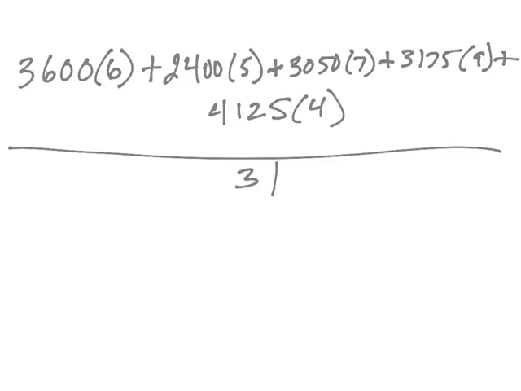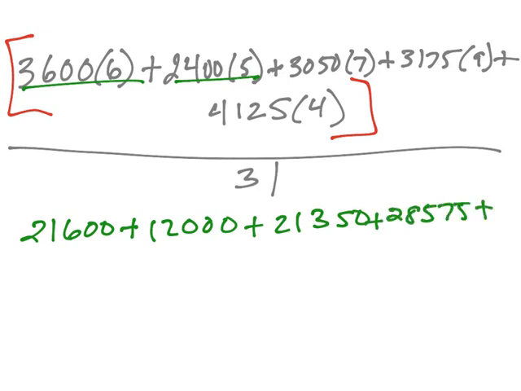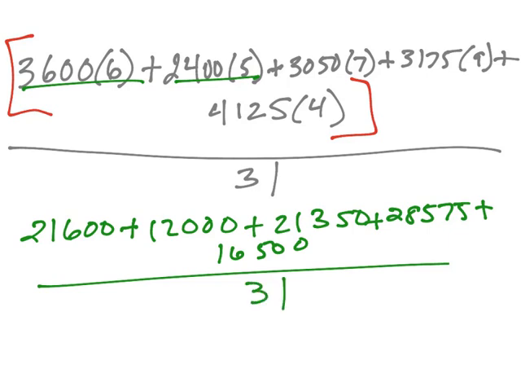Now, you can do this a couple different ways. If you plug this all into your calculator at one time, just make sure that you put parentheses around the whole numerator. Or you might want to do the multiplication separately. If I multiply these, I get 21,600, 12,000 when I multiply the next group, 21,350, 28,575, and 16,500. Again, all over 31.